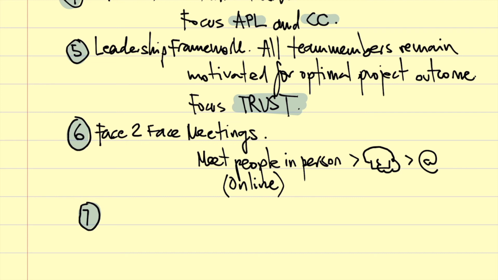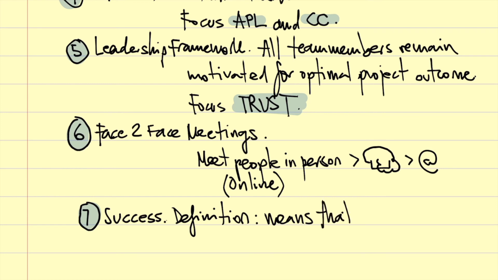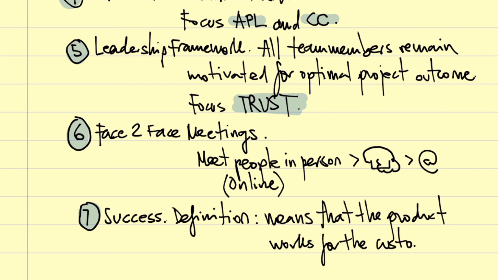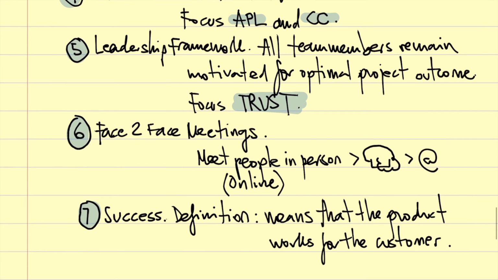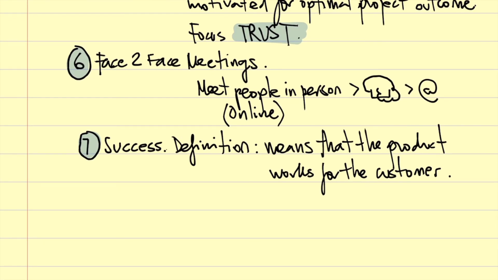So how do you define success of the process? Definition means success means that the product works for the customer. Okay, and nothing else. That's the only thing that matters.